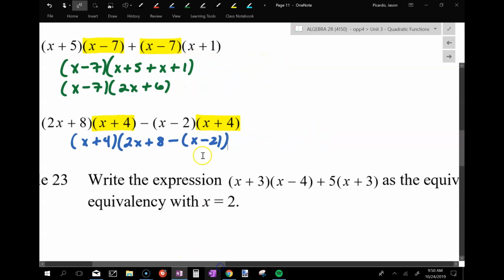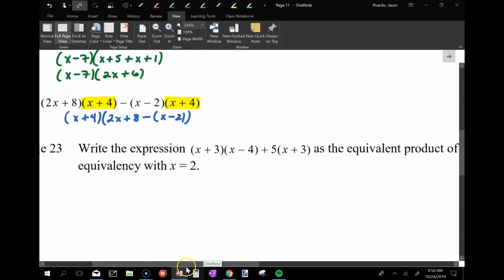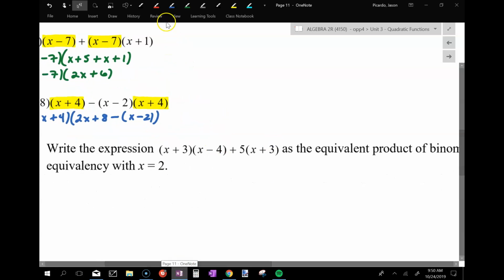All right, so what this example 23 is asking us to do is it's saying, okay, well, I want to know whether or not this process that I just showed you guys works, right? I want to know if it works. So here's what I'm going to do. I'm going to take this value of 2. I'm going to plug it into this and see what I get. Then I'm going to do that process that I just showed you guys and see if we get the same thing when we plug in. Okay?